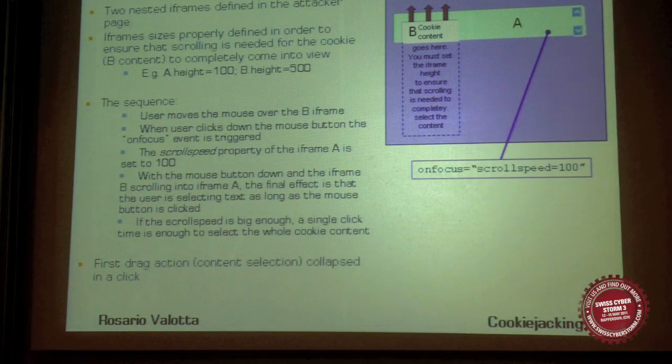So, what is the sequence? The victim starts to click over the cookie. As soon as this happens, the onfocus event is triggered on the iframe, and the scroll speed of iframe A is set to a big value. So iframe A starts to scroll down, and the B content comes into view. And this is happening while the victim is clicking down. So, while the victim is clicking and the content is scrolling up, the final effect is that as long as the victim continues to click, he also continues to select content. So, what we have done is collapse the first drag action into a single click. So, we have a click and a drag action instead of two different drag actions.